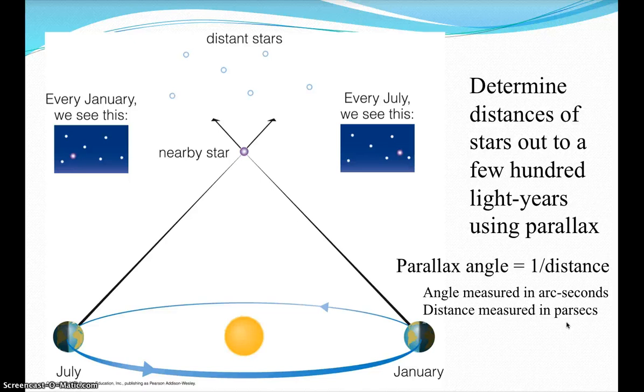It turns out that the parallax method for measuring distance is useful out to about a couple hundred light years. So this is our first method of measuring distance, and it's useful for stars that are pretty close to us, up to 100 or so light years away. And we can use the parallax angle to measure the distance.